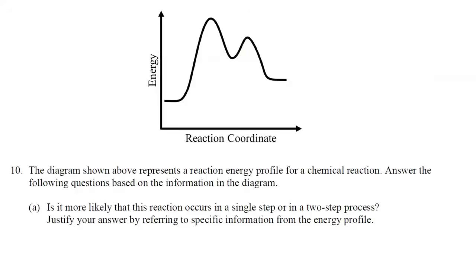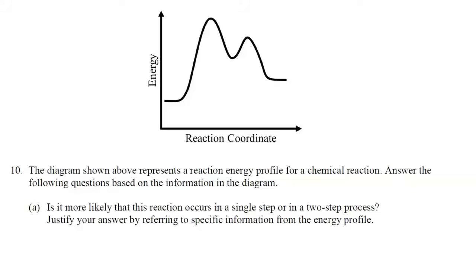Question 10 says the following. The diagram shown above represents a reaction energy profile for a chemical reaction. Answer the following questions based on the information in the diagram. Part A. Is it more likely that this reaction occurs in a single step or in a two-step process? Justify your answer by referring to specific information from the energy profile.